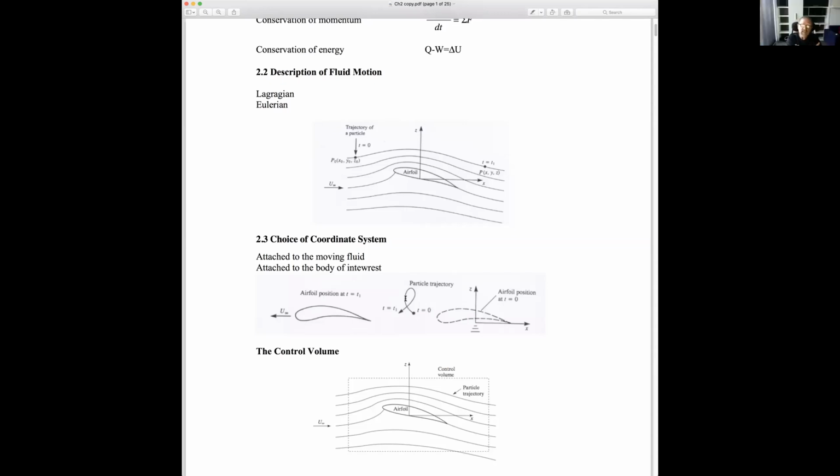Okay. So this would be a very complicated approach to solve the problem.